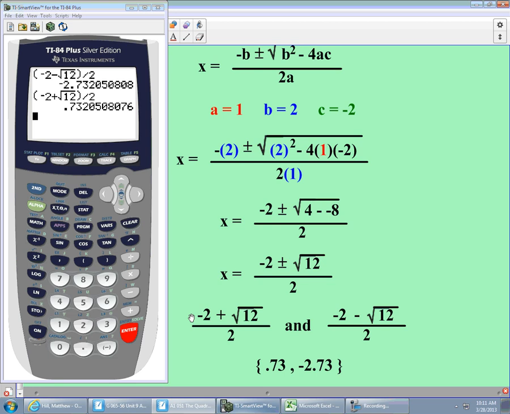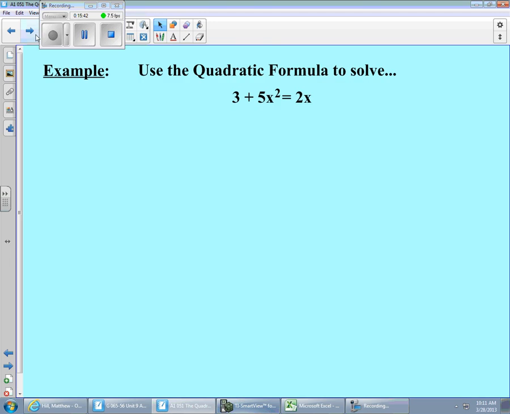Now I don't expect that you probably have a good grasp on it from one problem, so let's look at another one. Use the quadratic formula to solve 3 plus 5x squared minus 2x. Now the quadratic formula solves any quadratic equation. Is this a quadratic equation? Yeah. How do you know if it's quadratic or not? It's got x squared in it, exactly.